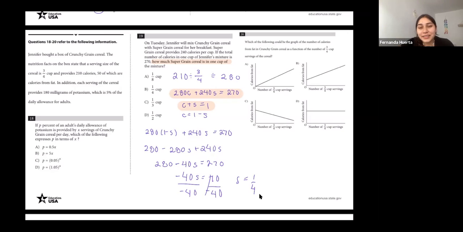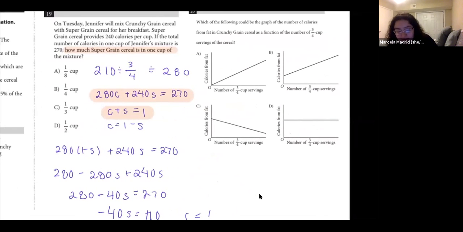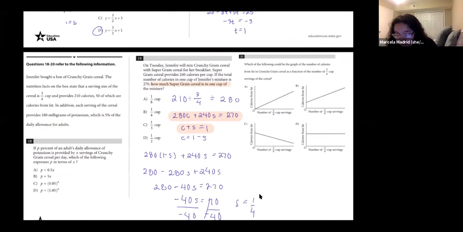Well, I didn't actually get time to do that one, but I don't know. Okay, so we can just look at it very quickly. I don't have to zoom in that much. Which of the following could be the graph of the number of calories from fat in crunchy grain cereal as a function of the number of 3/4 cup servings of the cereal?